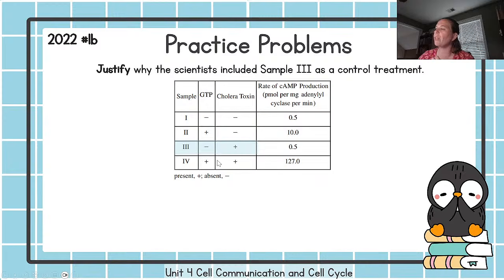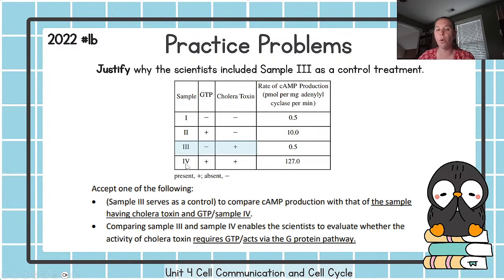But what could I compare it with? Oh, I can compare it with 4. If I compare with 4, I can see what the presence of GTP does. Do I need GTP for this process? If you think back to that pathway, you know GTP was part of the signal transduction. So this is going to confirm, do I need to have that GTP for the process? So I can compare the cyclic AMP production with that of the sample that has cholera and GTP. I can compare it to sample 4. Or comparing samples 3 and 4 enables us to evaluate whether the activity requires GTP or not.